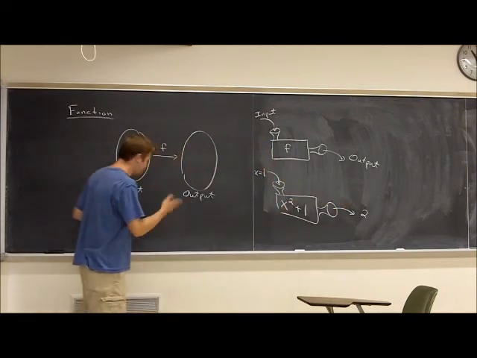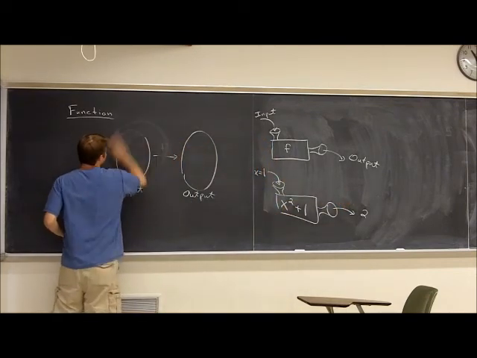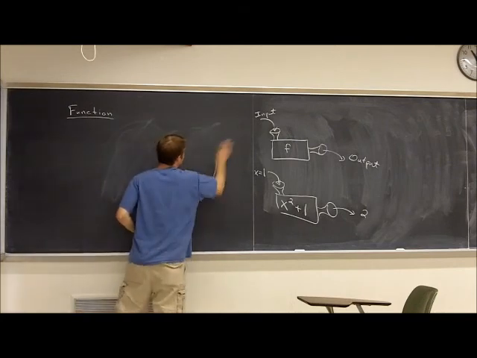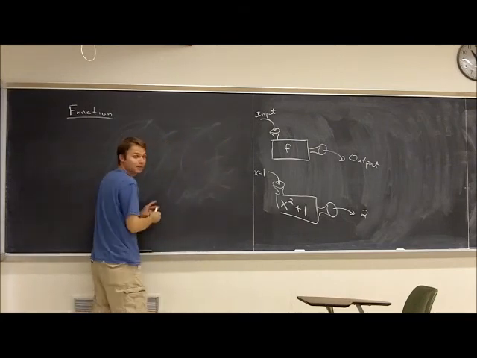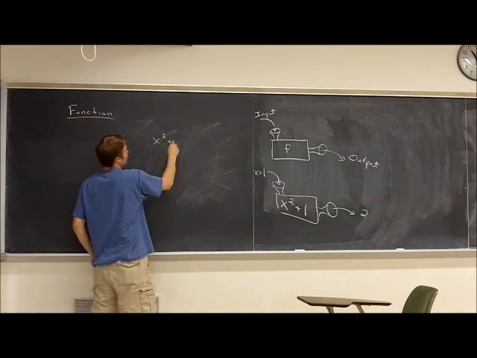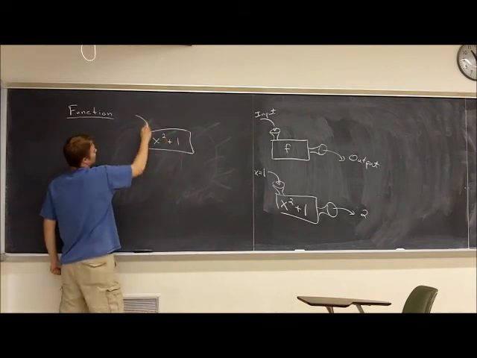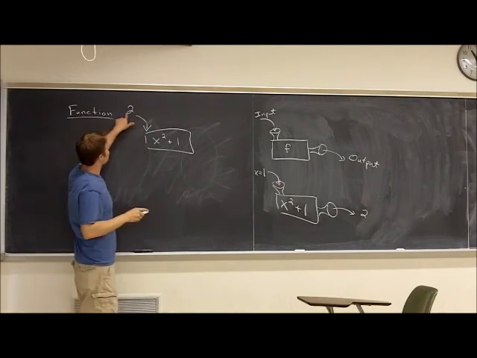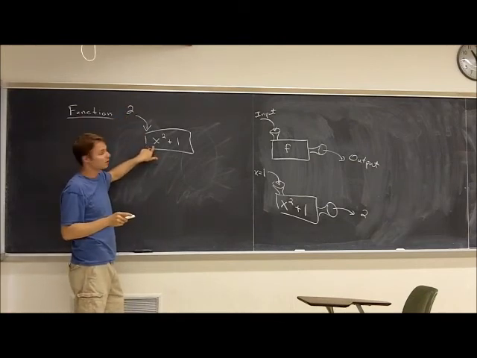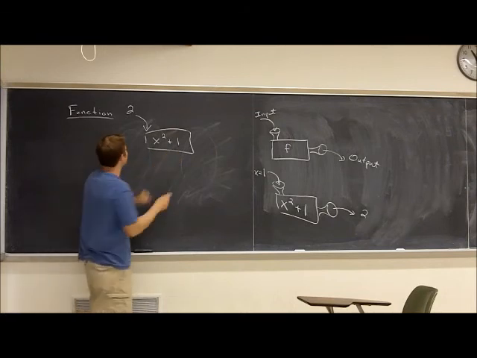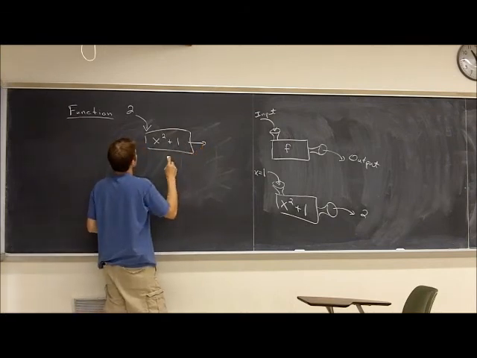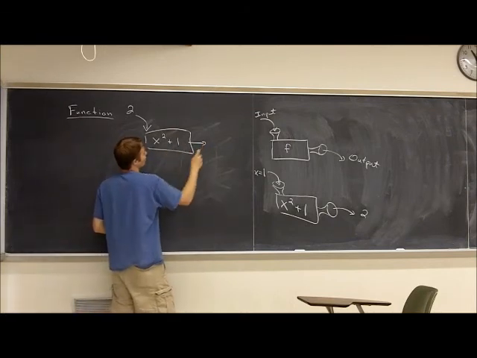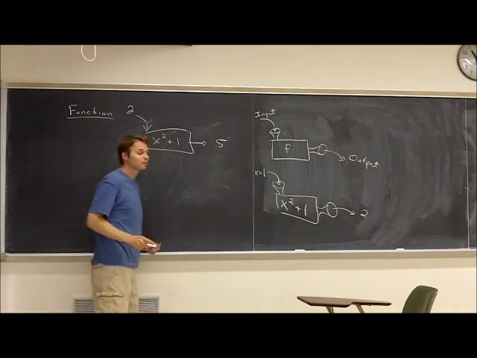And I can put in a different input and still get just one output. For example, I can take the same function, x squared plus 1. If I put an input of 2, for example, well, that means take the 2 and square it and then add 1. Well, in this case, I'll get an output of 5.